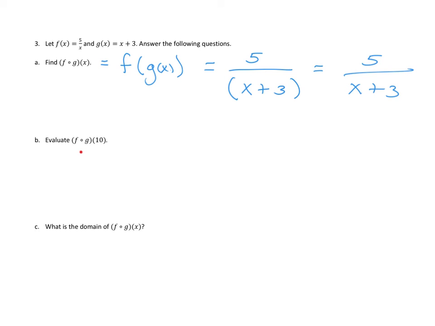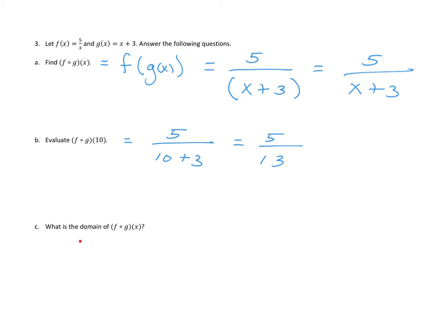Okay, next thing. We want to evaluate f of g of 10. And we have a formula for this thing. So what you can do is say, in place of this x, I'll put the number 10. So f of g of 10 is 5 over 10 plus 3, which is 5 over 13. And that's it. We have this function. We can evaluate it. And this is the exact value that we get as our answer.